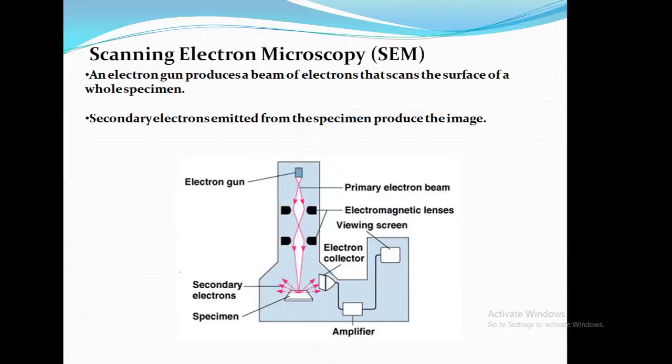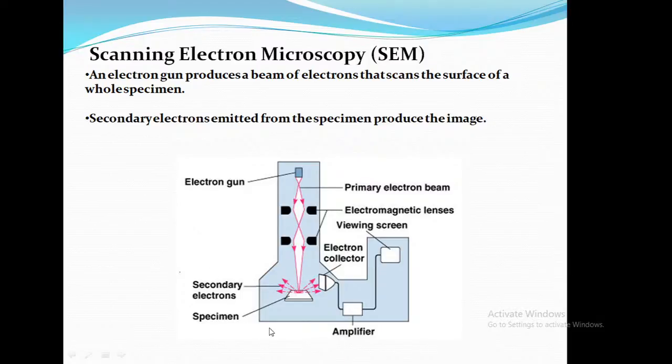The second type of electron microscopy is scanning electron microscopy. In it, an electron gun produces a beam of electrons that scans the surface of the whole specimen. The secondary electrons emitted from the specimen produce an image.